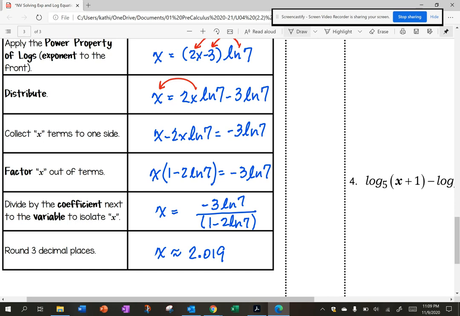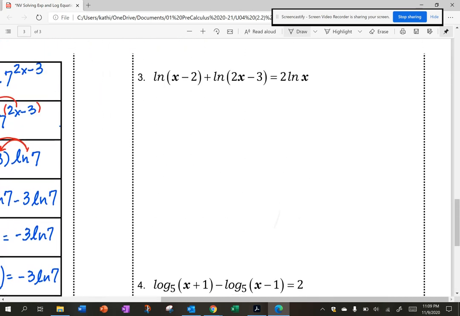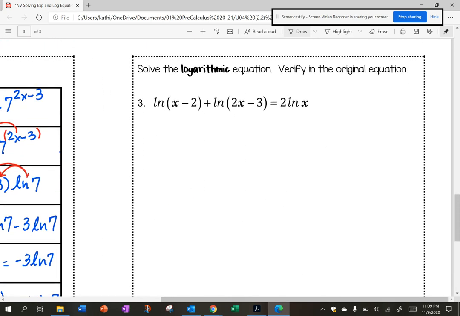Okay, so let's solve some equations now. Solve the logarithmic equation. Verify. After I do it, I have to verify in the original equation, and I have to do that because I have domain restrictions.